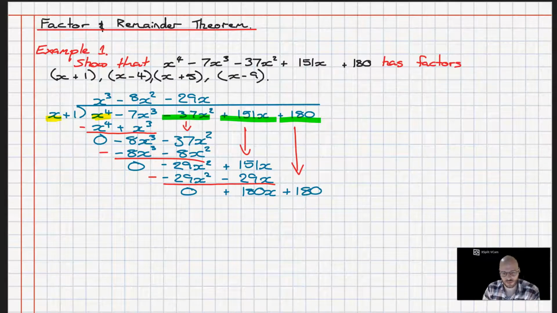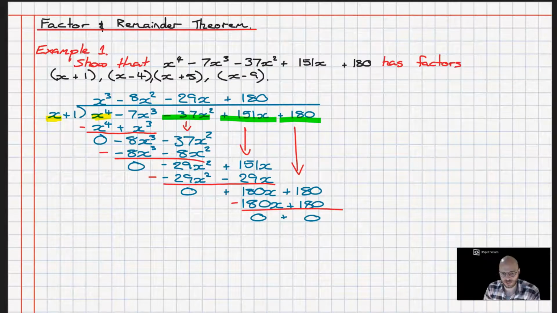Then we ask ourselves, what do we need to multiply x by to make it equal 180x? And nice simple one, you just multiply it by 180. So you get 180x, and then the 1 over here is going to turn into 180 as well. And going for the subtraction, we get 0 and the final term at 0.